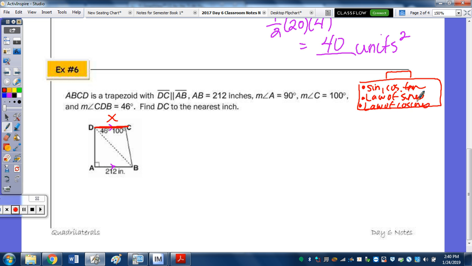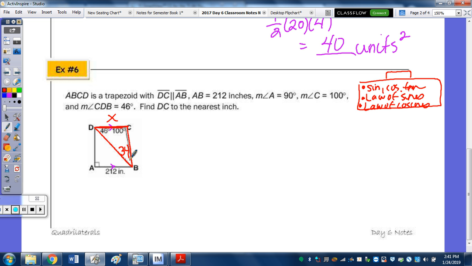So if I need to find X, X right now is a part of this triangle right here. Is there any way to find that third angle? Because the interior angle sum of a triangle is 180. What's the third angle? 34. Okay, within that, can we use SOHCAHTOA? No, we have no right angle. What do we need for law of sines and cosines again?